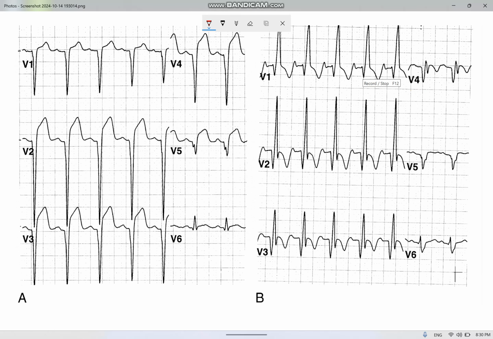Here you see two ECGs of the same patient with an interval of a couple of hours. On the left, you see a myocardial infarction of the anterior wall that has persistent ST segment elevation and Q wave formation in the precordial leads.